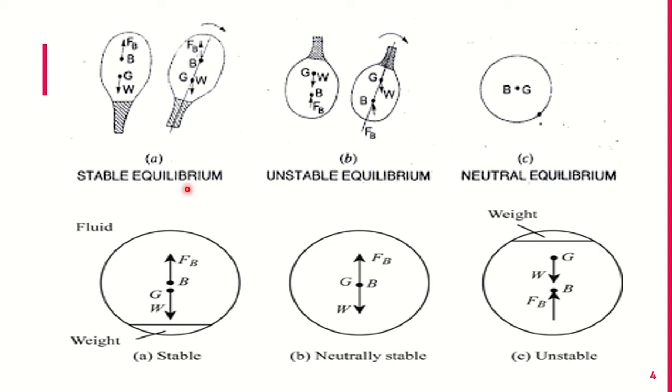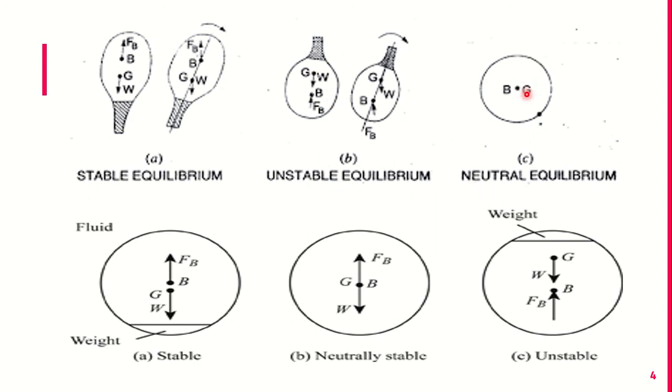Now when you talk about the position of B, the center of buoyancy, if the center of buoyancy is above G, the center of gravity, then it is called stable equilibrium. I'm repeating, if the position of the center of buoyancy is above the center of gravity, then it's called stable equilibrium. Next, if the position of B, the center of buoyancy, is below the center of gravity G, then it is called unstable equilibrium.